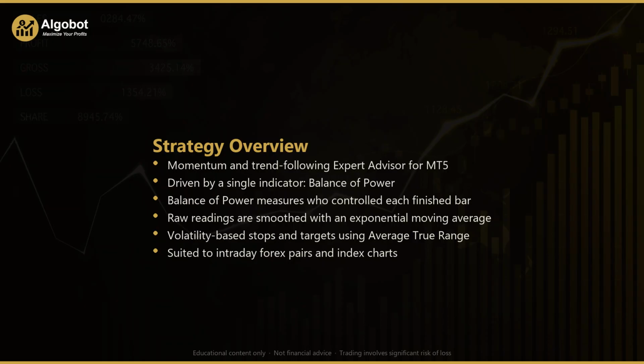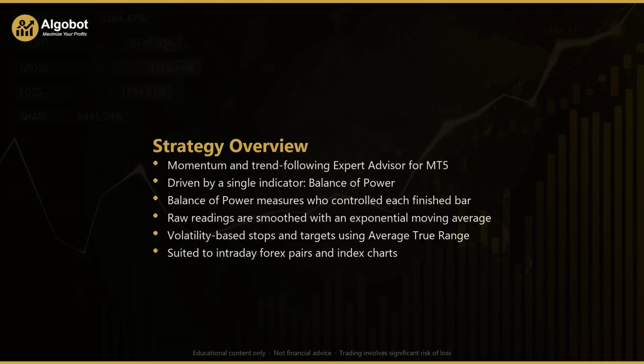A value close to +1 means buyers dragged price from the low all the way up to the high, showing strong bullish conviction. A value close to -1 means sellers were firmly in charge. A value near 0 means the bar was balanced, with neither side winning. Now, raw balance of power readings jump around a lot from bar to bar, so this strategy smooths them with an exponential moving average. That smoothing turns a noisy signal into a cleaner line that reflects the underlying shift in control. The strategy is designed for the primary chart timeframe you attach it to, and it tends to suit intraday foreign exchange pairs or index charts, where momentum moves are common.